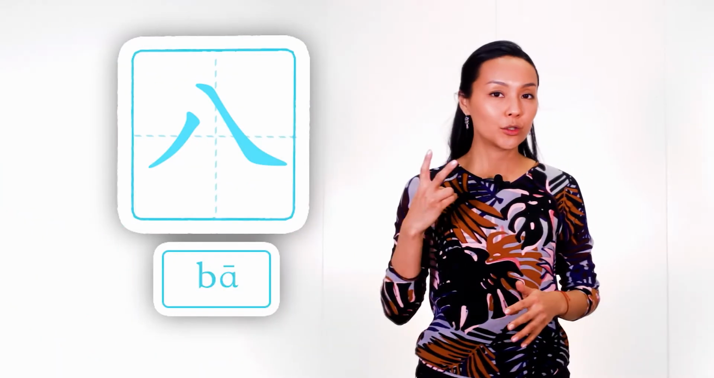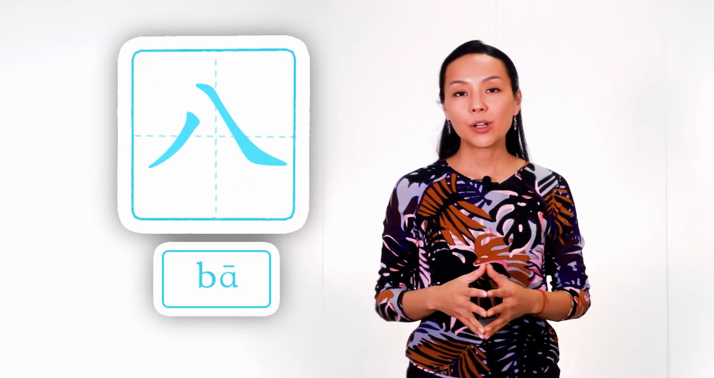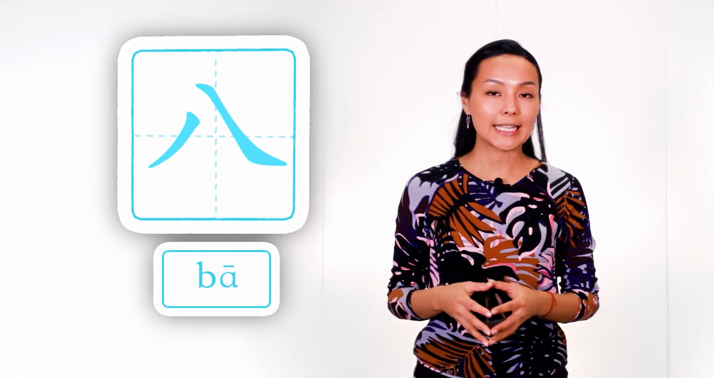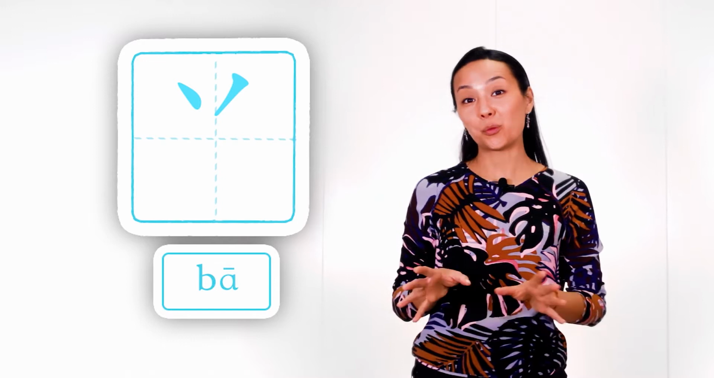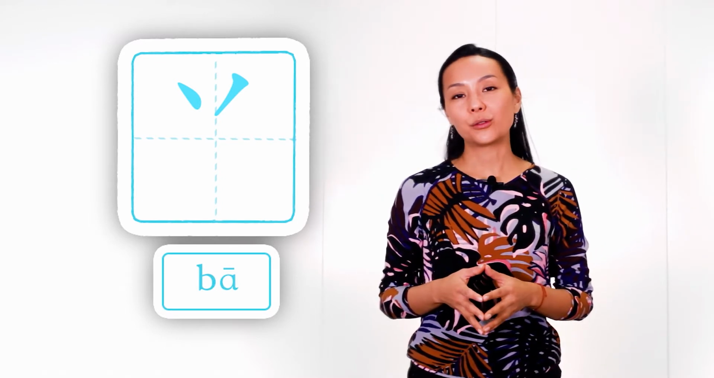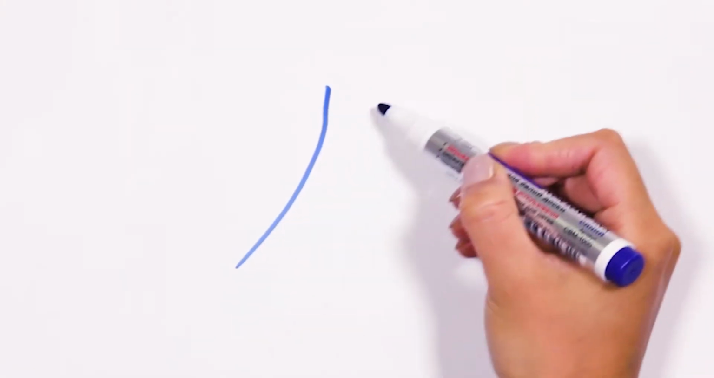This radical has two forms: the main form, which is used in characters and as a separate word, and a shortened form, a super shortened form. It is used on top of other characters and looks like two horns. Let's see how we draw it. 1, 2. 1, 2.